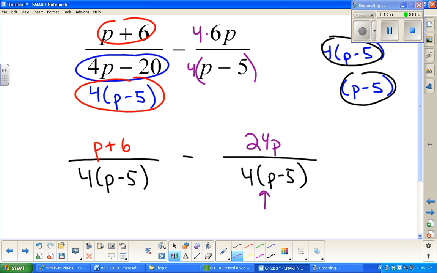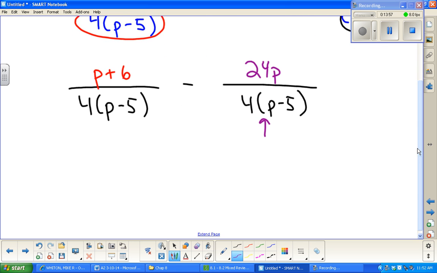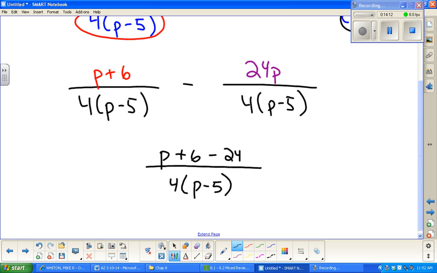Okay, so now we've adjusted things. We got their denominators to match up to be common. Now we can do the combination here, the subtraction part. I know the denominator is going to be 4 and p minus 5. And the numerator right now is p plus 6 minus 24p. Okay, which can be simplified. The numerator can be combined a little bit.